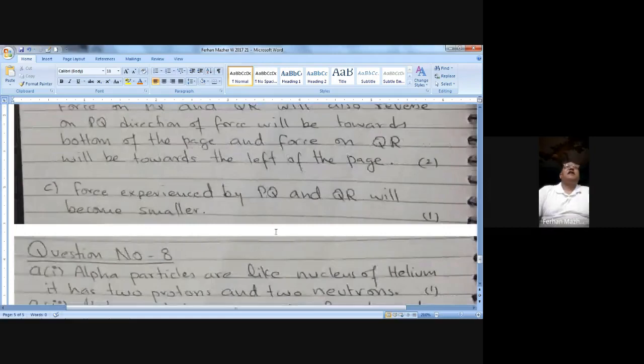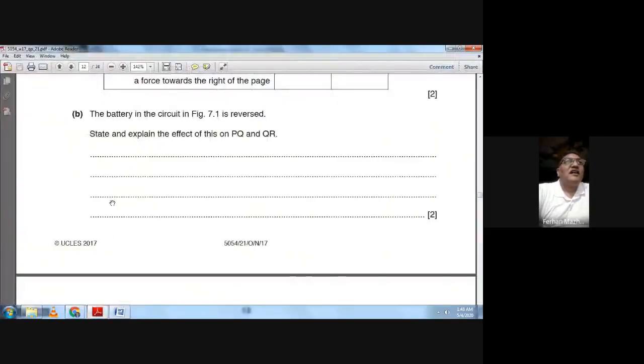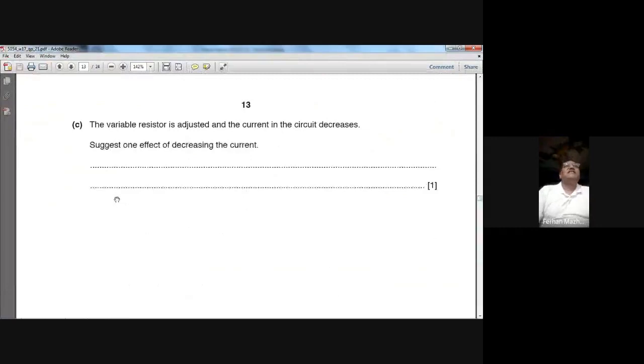And the C part is force experienced by the PQ and the QR will become smaller. Oh, we have not read this question yet. We have a C part also. He says the variable resistance is adjusted and the current in the circuit decreases. So just one effect of decreasing the current.